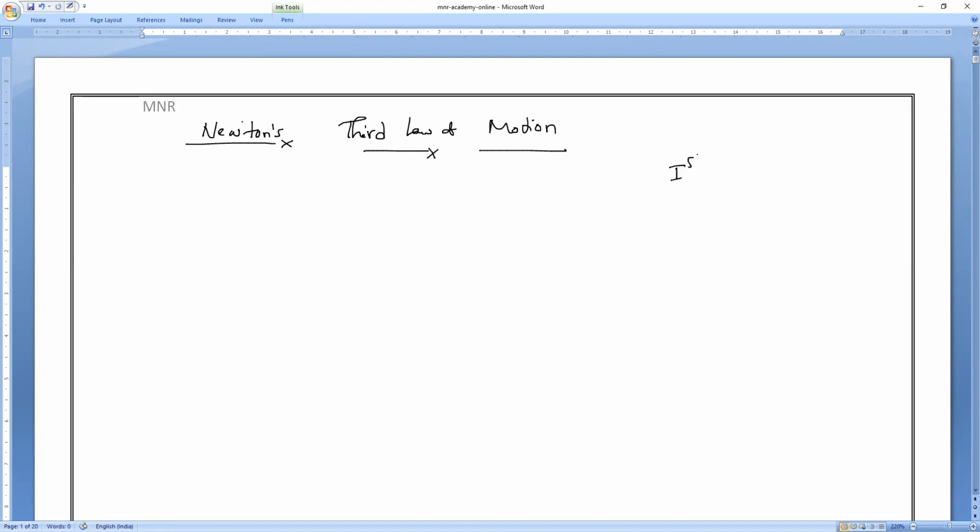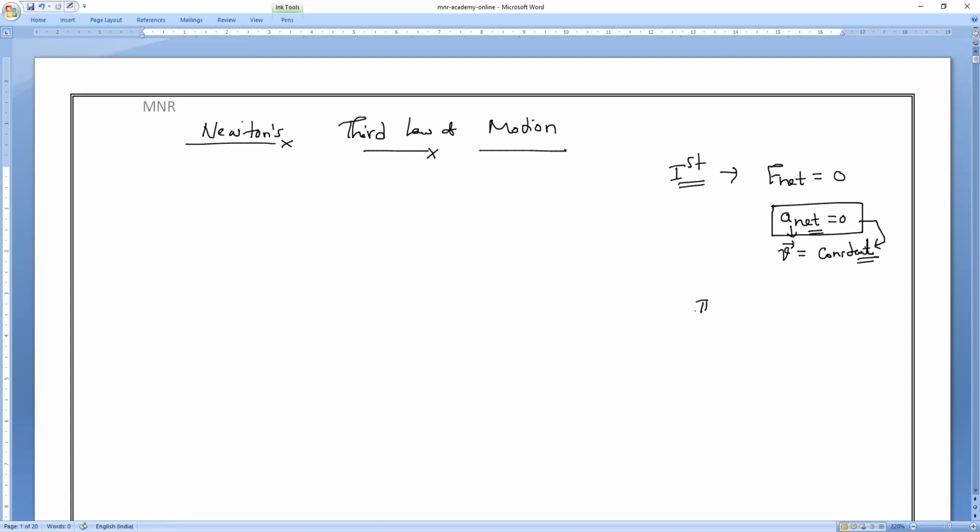As we all know, Newton's first law says that net resultant force is equal to 0, or net acceleration is equal to 0. When the net acceleration is 0, velocity must be constant. Then there is no change of velocity. Rate of change of velocity is 0, which means acceleration is 0. So that is Newton's first law, which we studied.